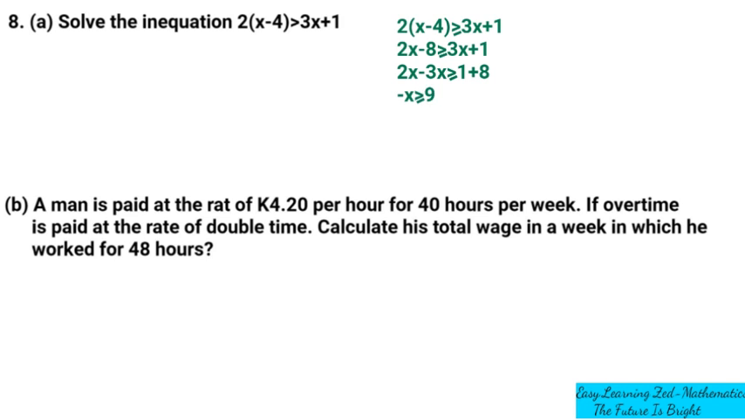Then I'm going to divide both sides by negative 1. So it's going to be negative x divided by negative 1, then 9 divided by negative 1. Negative x divided by negative 1 gives us positive x, which is greater than or equal to 9 divided by negative 1, which gives us negative 9. So x is greater than or equal to negative 9.